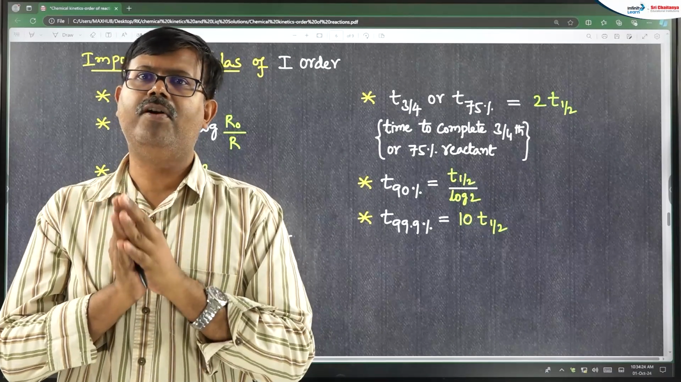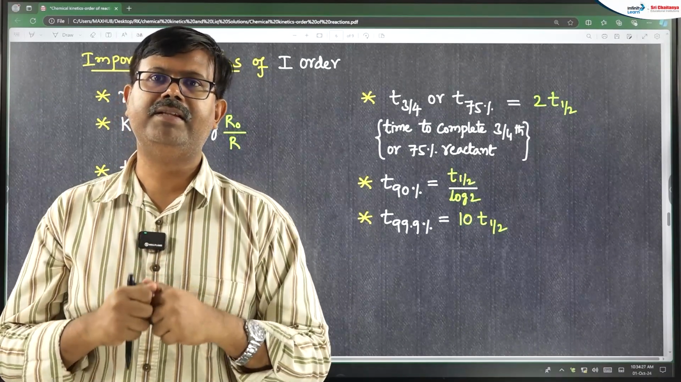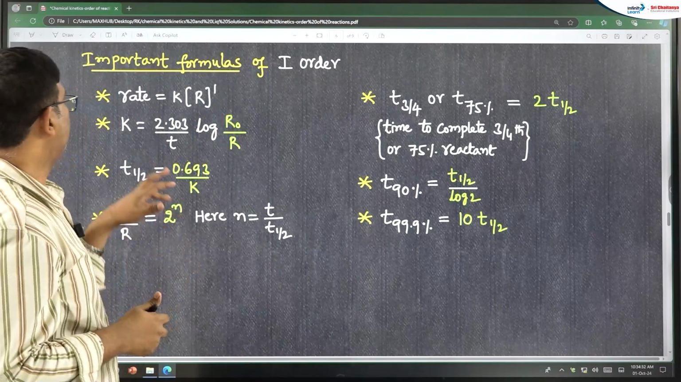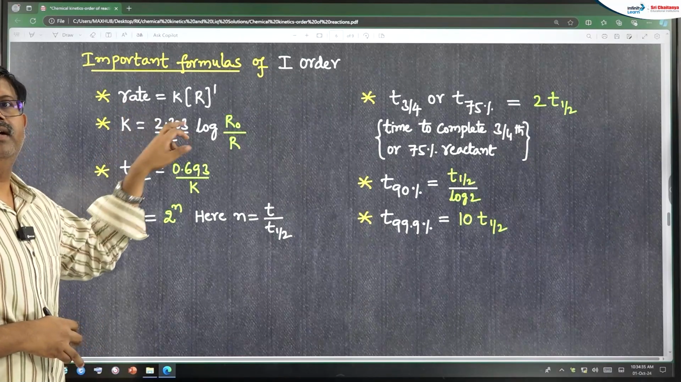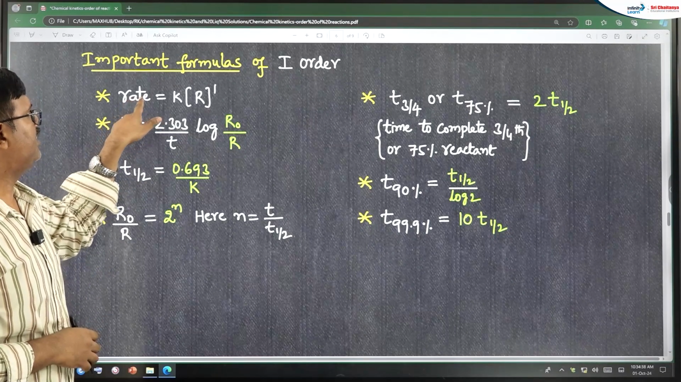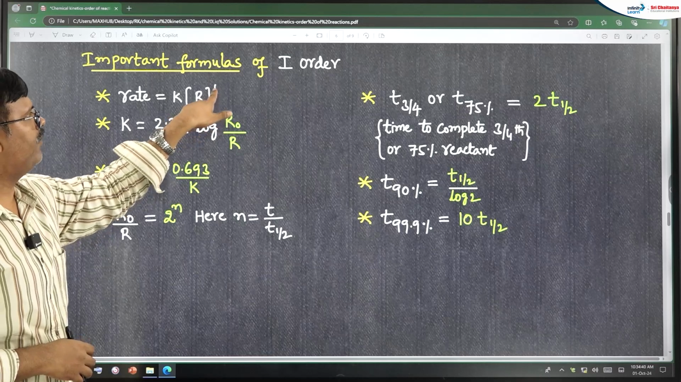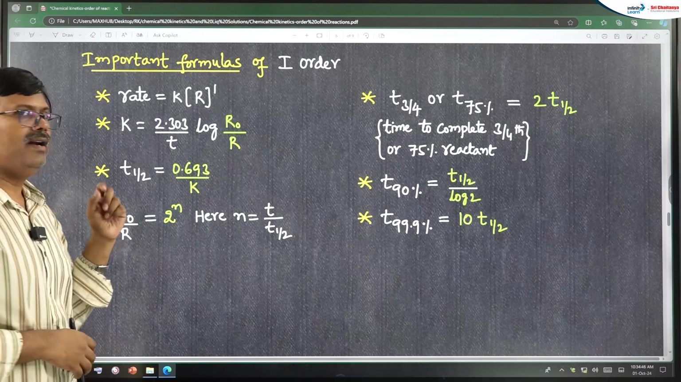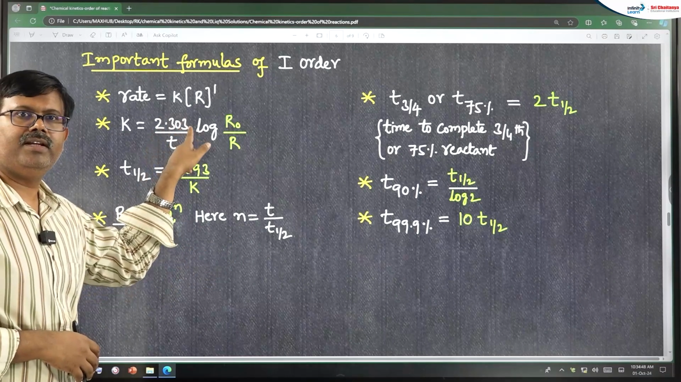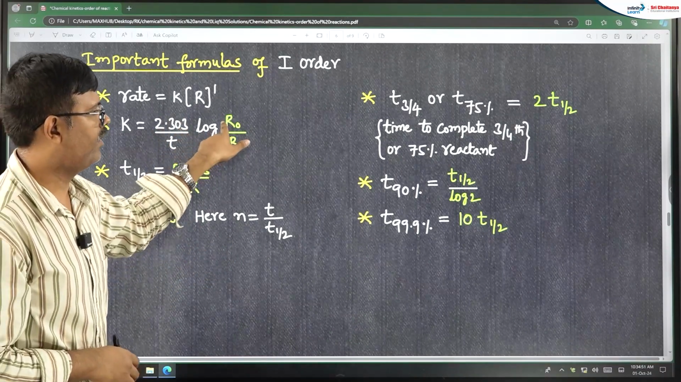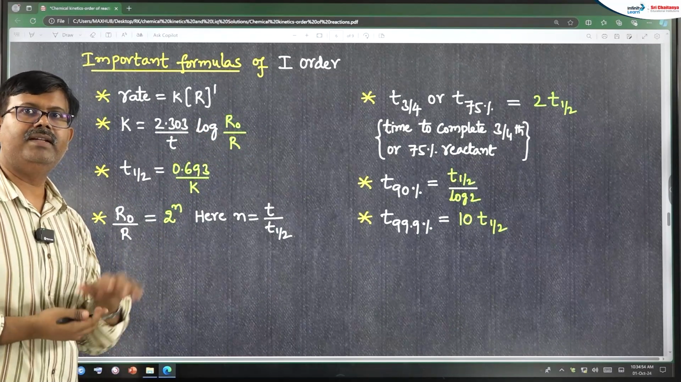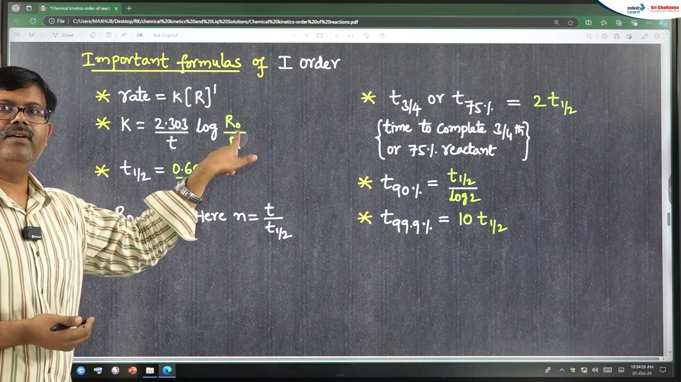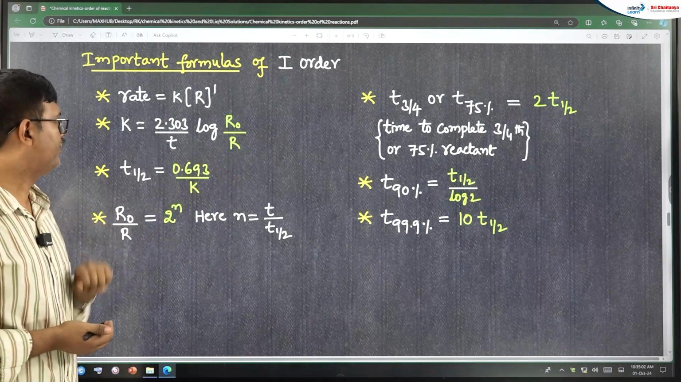So let's remember a few formulas so that we can save our time in the examination when we are dealing with first order problems. Already we know for first order what is the rate equation. Rate is equal to K into reactant power 1, because order is 1. And the rate constant formula is 2.303 by time, log R naught by R. R naught is the initial reactant, R is the final reactant at time t.